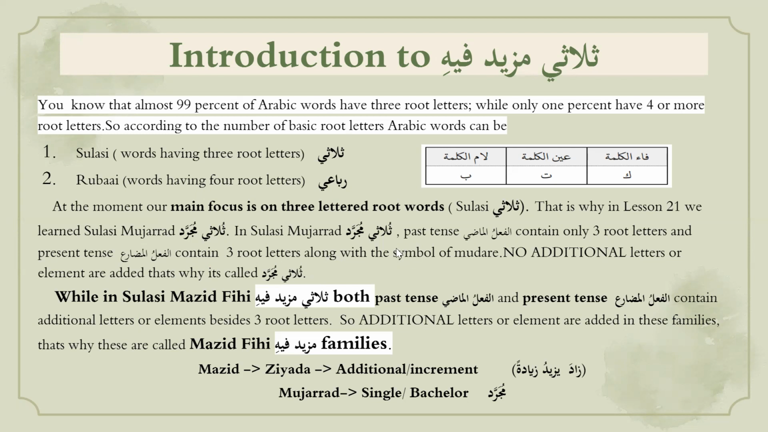We also discussed the Sulasi Mujarrad. Sulasi Mujarrad are those words having 3 root letters that don't have any additional letters in their word pattern. But in Sulasi Mazid Fihi, we have additional letters. Actually, the word Mazid is coming from Ziyada. Zada yazidu ziyadatan. Zada means increment, something additional. That's why these families are called Mazid Fihi, because there are some additional letters.